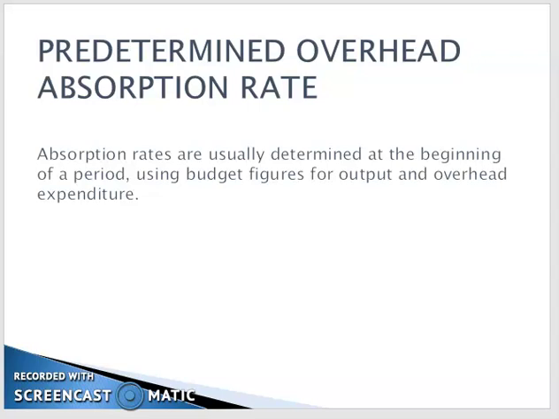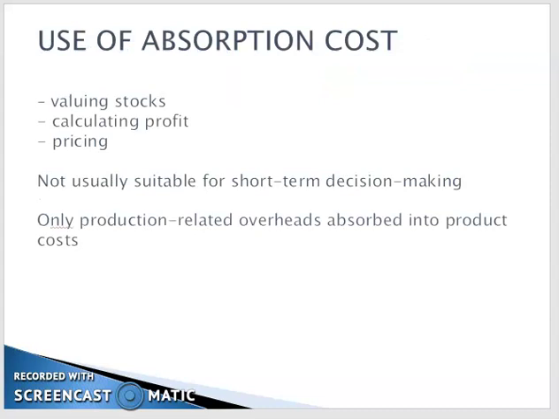Absorption rates are usually determined at the beginning of a period using budget figures for output and overhead expenditure. These are known as predetermined overhead absorption rates. Total costs calculated using this approach can be used for valuing stocks, calculating profit, and pricing, but they're usually not suitable for short-term decision-making.